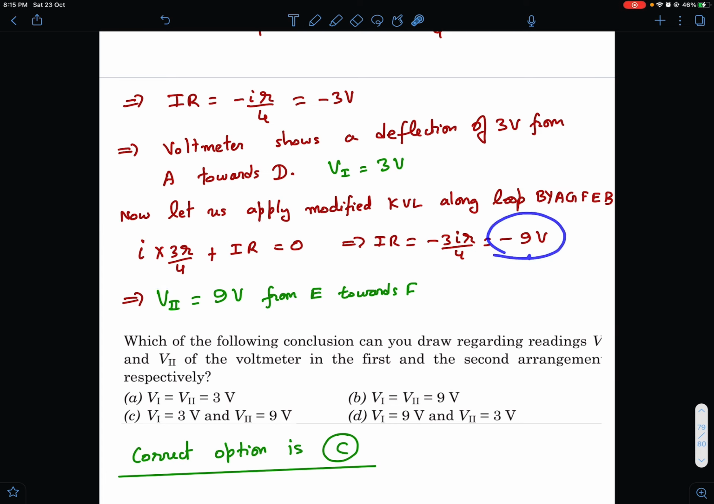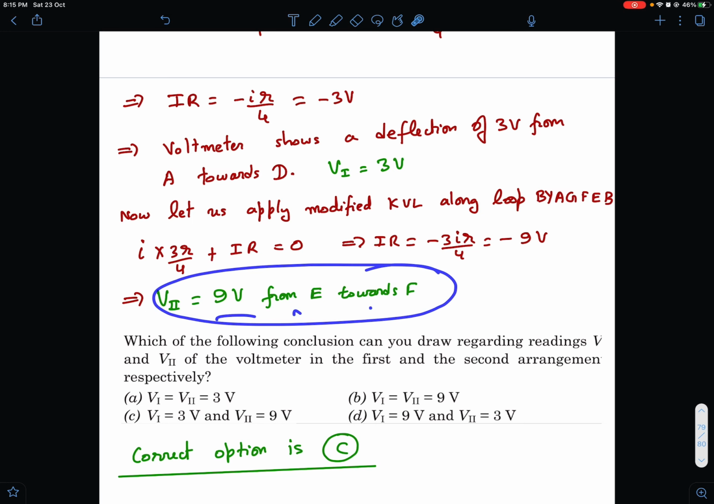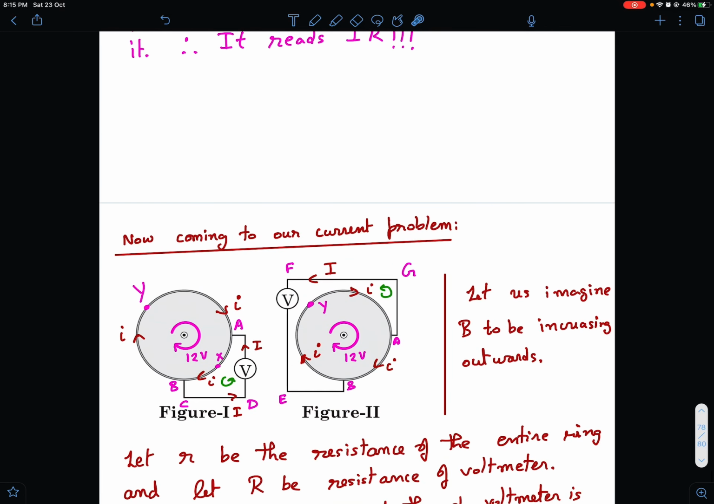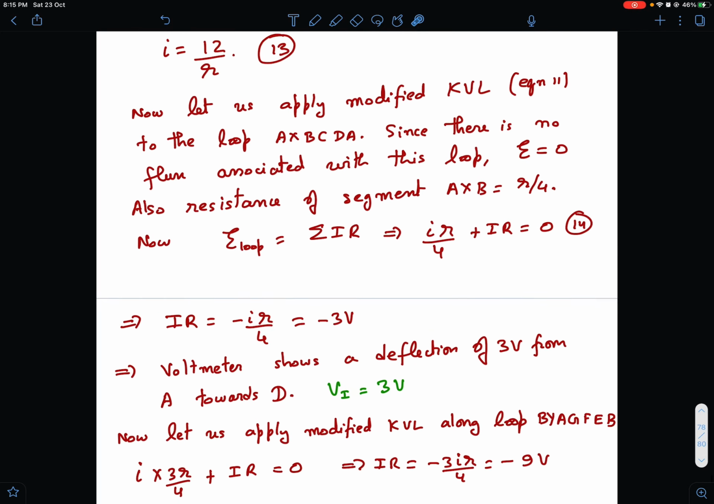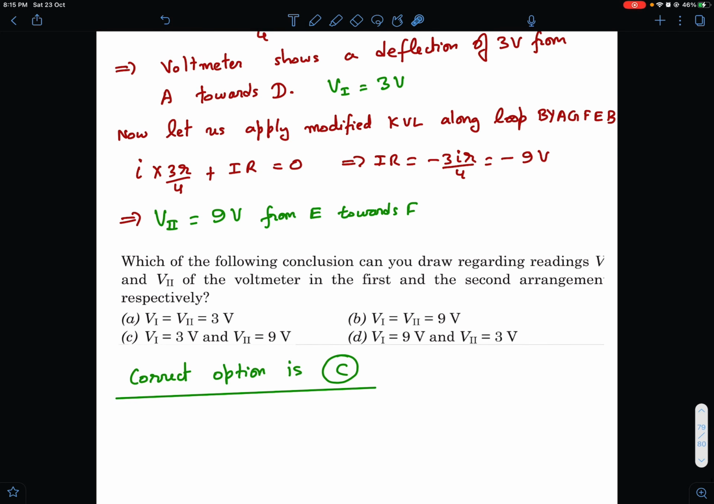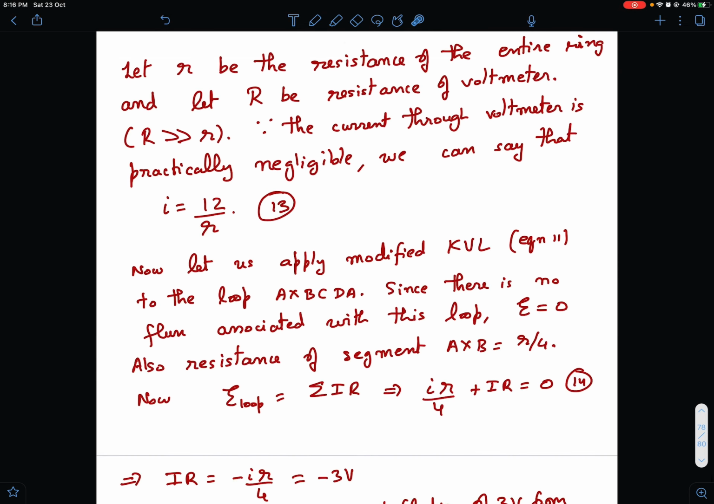So minus 9 volts means again the direction of the current is opposite to the direction that we assumed. So the reading of the second voltmeter is 9 volts from E towards F. So current is flowing from E towards F, actually in this direction, and the IR value is 9 volts. So this is what we get for the voltmeter 2 reading. So we see that this is the correct option, option C.